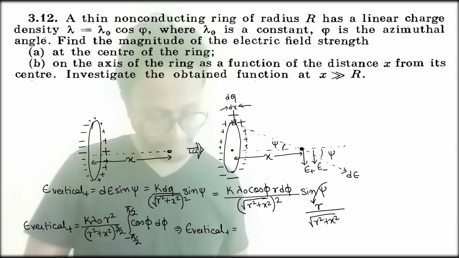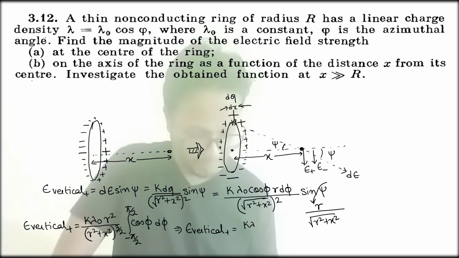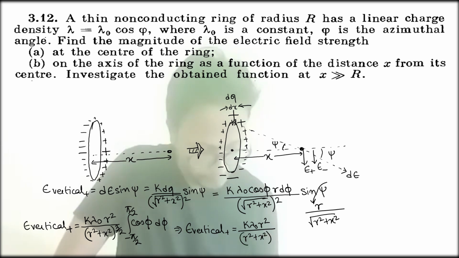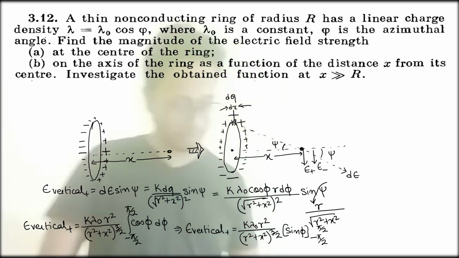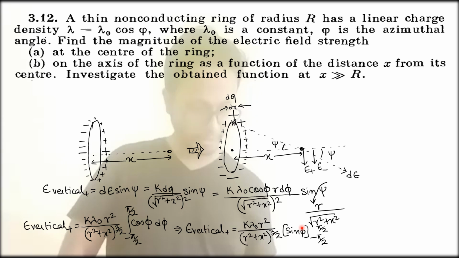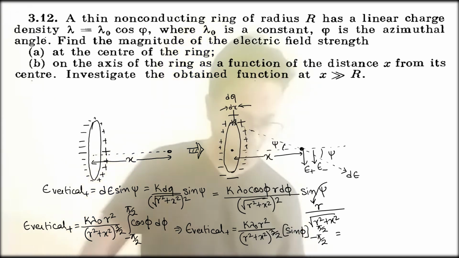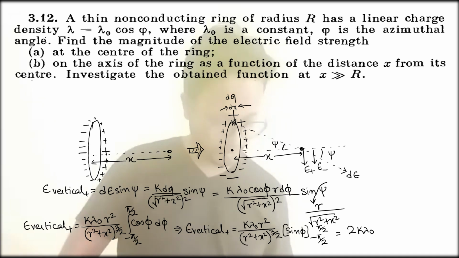The vertical component of electric field is nothing but k lambda naught r square by r square plus x square to the power 3 by 2. What is the integration of cos phi? Nothing but sin phi. The limits of integration are minus pi by 2 to pi by 2, so this entire limit will become 2. So the vertical component of electric field due to positive charge is nothing but 2k lambda naught r square by r square plus x square to the power 3 by 2.